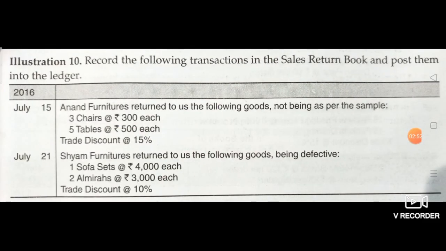And now the first problem. Record the following transactions in the sales return book and post them into ledger. This is the problem without GST entries.